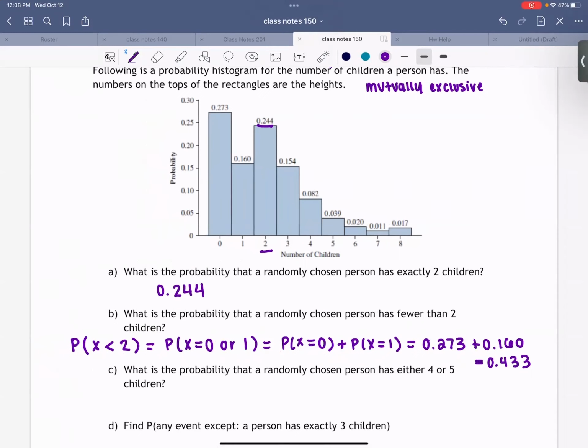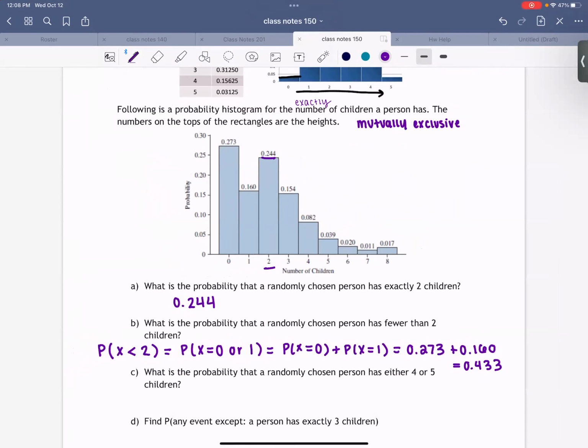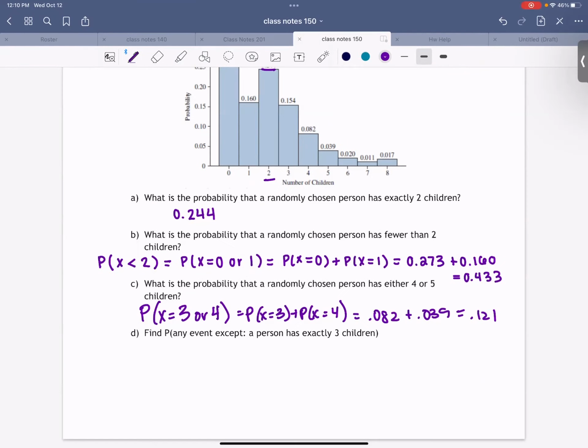All right, how about this? Part C is very similar to part B. Try part C, and if you're done that, you can give part D a try, and I will be around to see if you're on the right track. But first, let's go over part C.